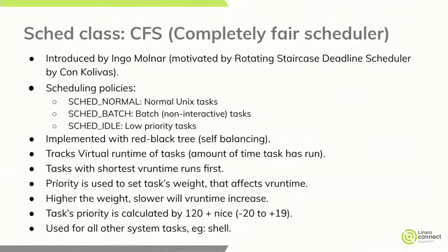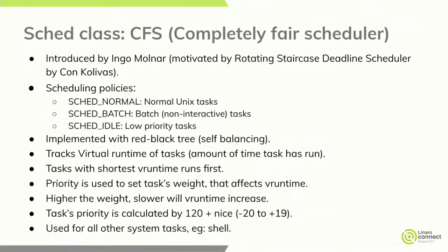The implementation of this is quite complicated compared to round robin. It is based on red-black trees. We are not going to get into the details of that, but a red-black tree is a self-balancing tree which balances itself so that you can pick the leftmost node, and that will always be the next task you can run.